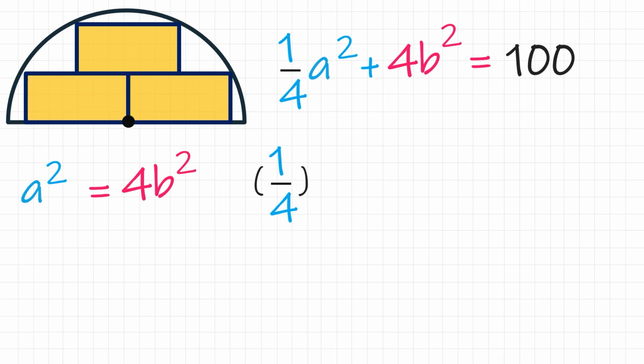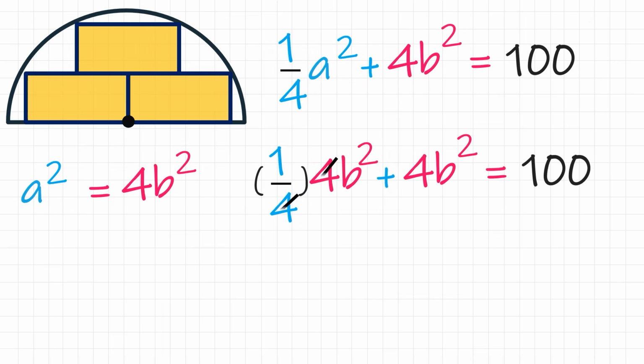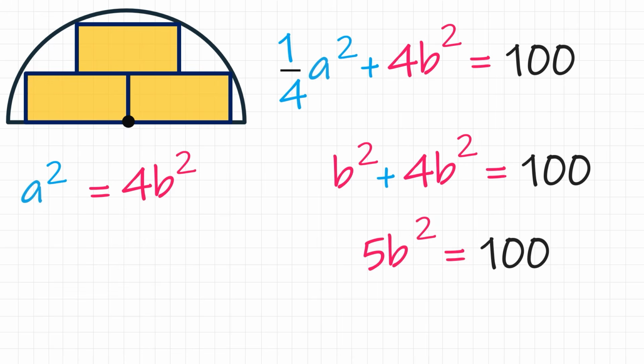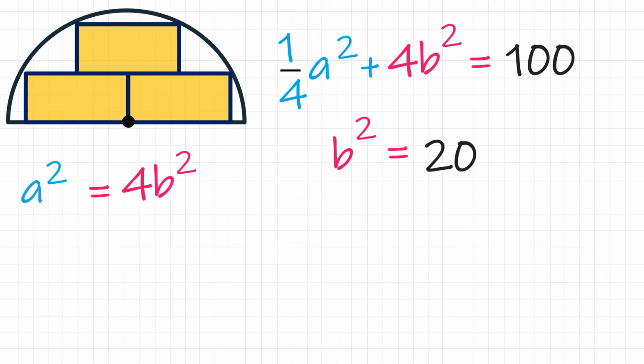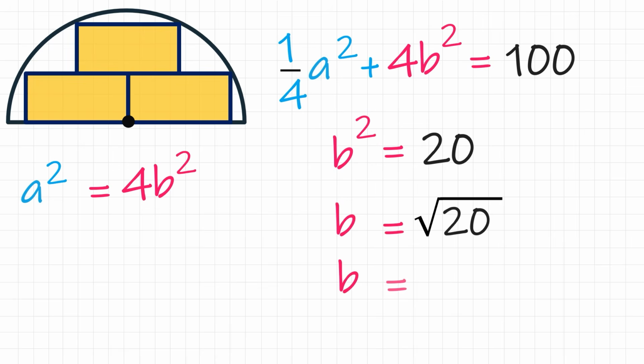This ratio lets us substitute a back into our second equation. When we perform this substitution, the math settles into a clean, simple quadratic. 5b² = 100. Divide both sides by 5, and we get b² is exactly 20. To find b, we take the square root of both sides. Since the height must be a positive number, our height b equals 2√5.